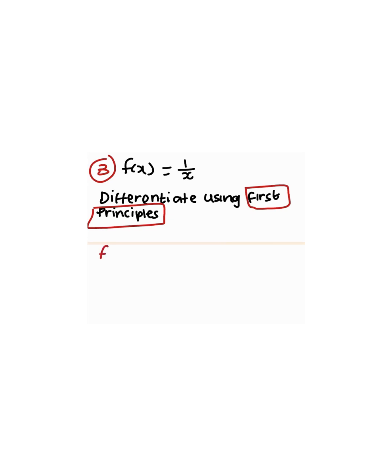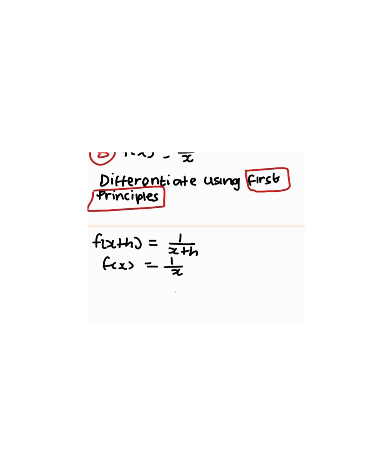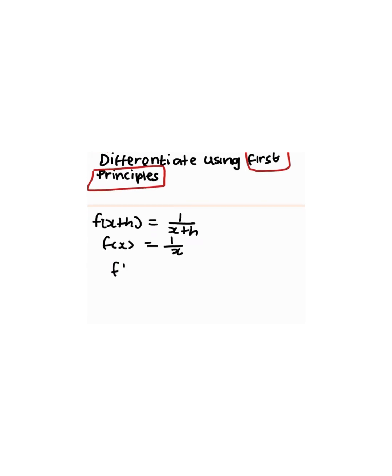So starting with our f at x plus h, our f at x plus h is going to be 1 over x plus h, and then our f at x is still 1 over x. Now putting in our formula, f prime x is the limit as h tends to 0. Limit as h tends to 0 should be your best friend when you do these questions, because you have to put it.